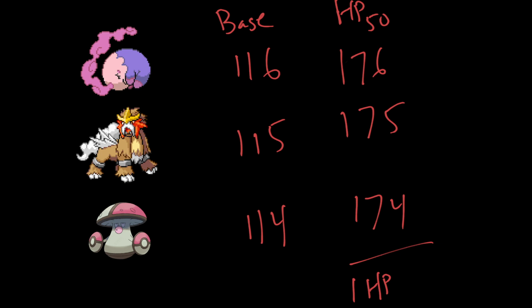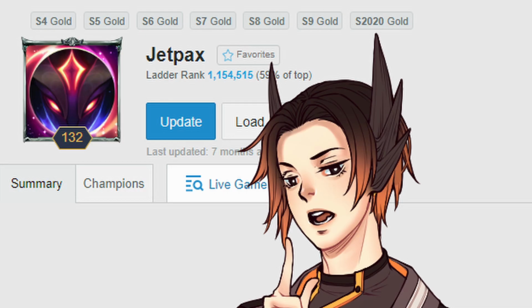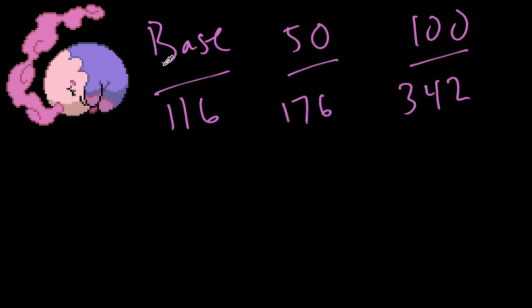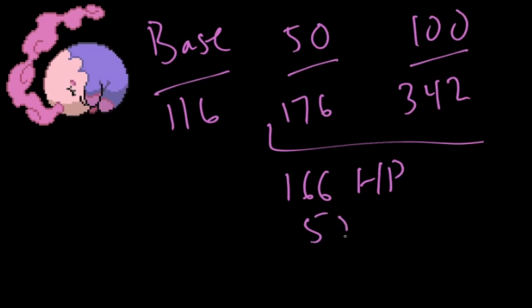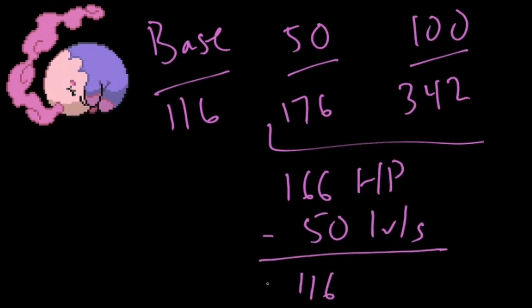But, looking at it closely, their HP is different at level 50. 176, 175, 174, which is an HP gap of 1 instead of 2. But I'm not going to give up. If I had enough patience to play League of Legends, then this should be easy enough by comparison. I'm going to use the Musharna example to start it off. At level 50, the HP is 176, and at level 100, the HP is 342. The difference is 166 HP, and 50 levels. Wait a second, 166 minus 50 is equal to 116, which is the base HP for Musharna.